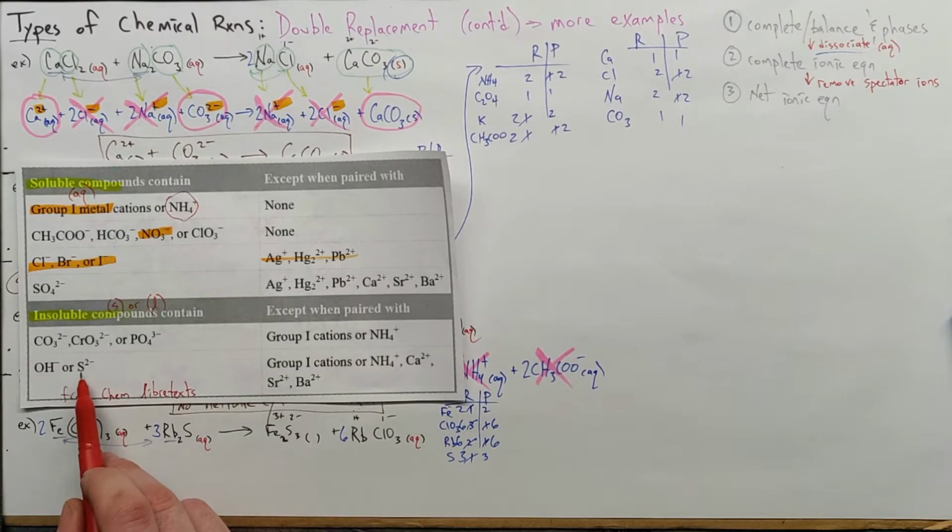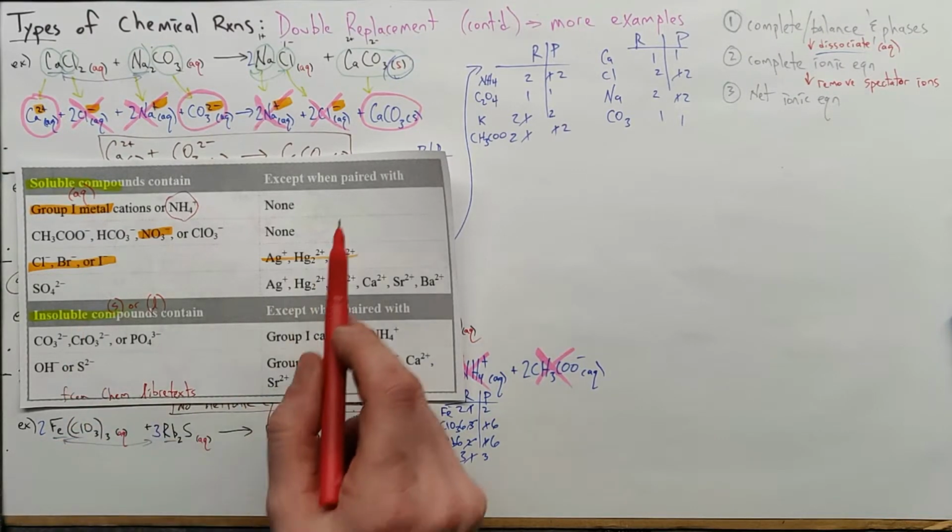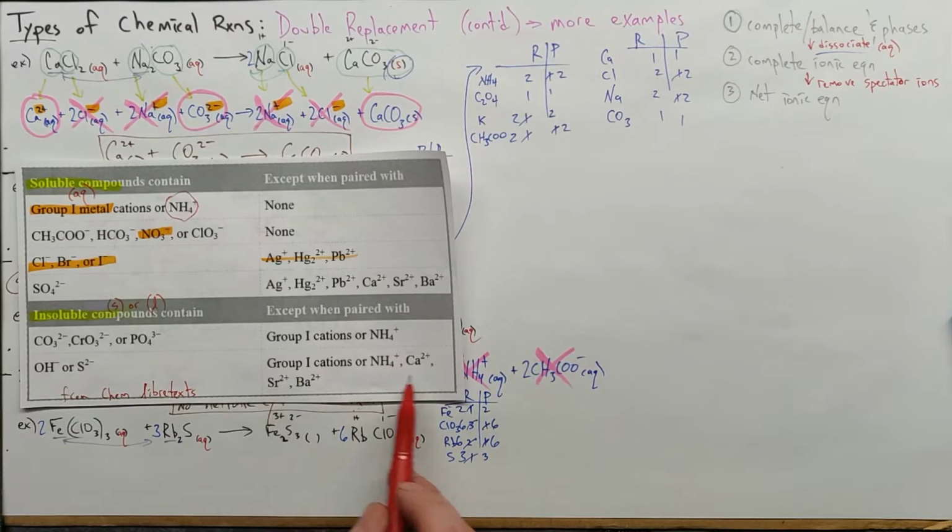And now I need to find a rule for iron or sulfide, and there's no iron, but there's a sulfide rule. Sulfide will be insoluble unless you're with one of those things, which we're not. None of those things is iron. So this is going to have to be a solid.